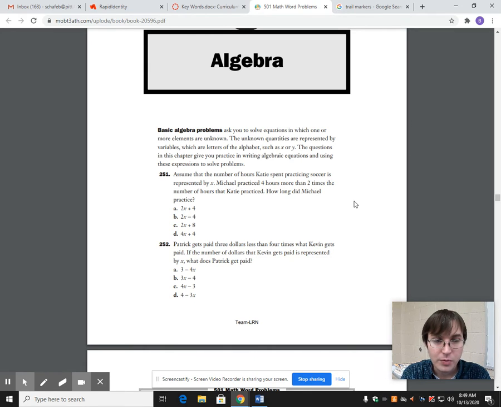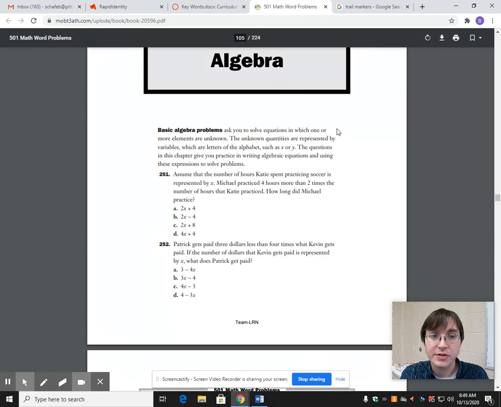So, this week we're going to be working with word problems. And today what I want to do is start going over our keywords so that we can have some more success as we go through problems later this week.